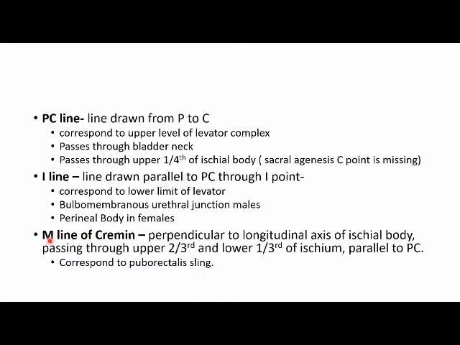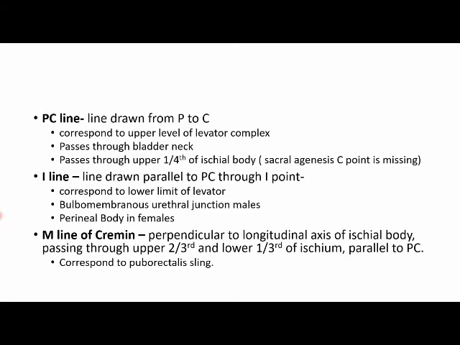And then you have the M line of Kremen. The M line is a line which is passing through the upper 2/3 and lower 1/3 of the ischium, which is parallel to the PC line, and it is perpendicular to the longitudinal axis of the ischial bone. It usually corresponds to the puborectalis sling.